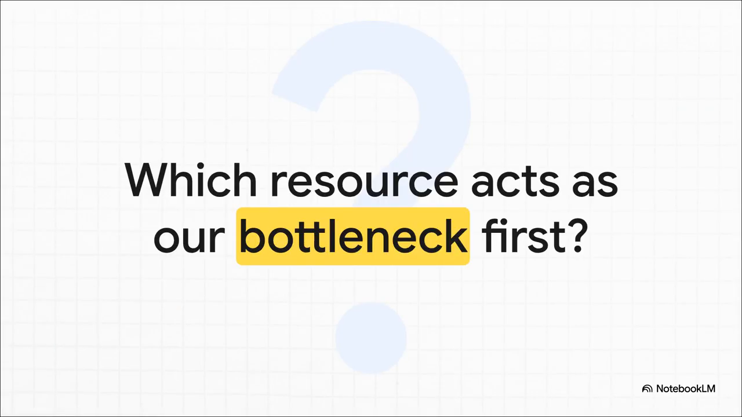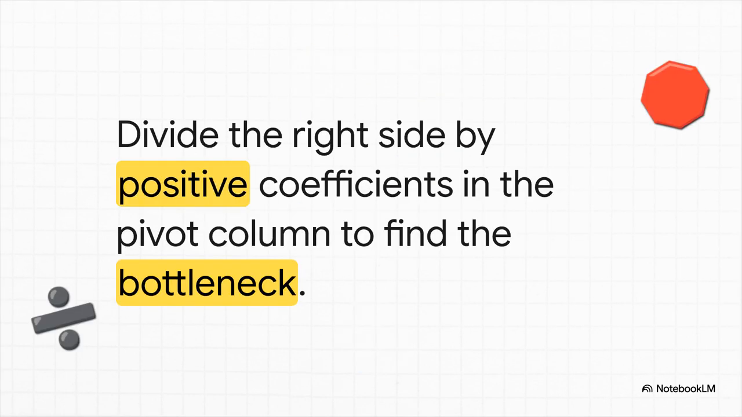Okay, so we know what product is entering production, but resources are limited, obviously. As we produce more of the entering variable, we use up our slack. To avoid violating our non-negativity constraints, because you can't have negative raw materials, we have to find out which resource acts as our bottleneck. Basically, which resource runs out first. To figure that out requires a very specific test, the minimum ratio test.